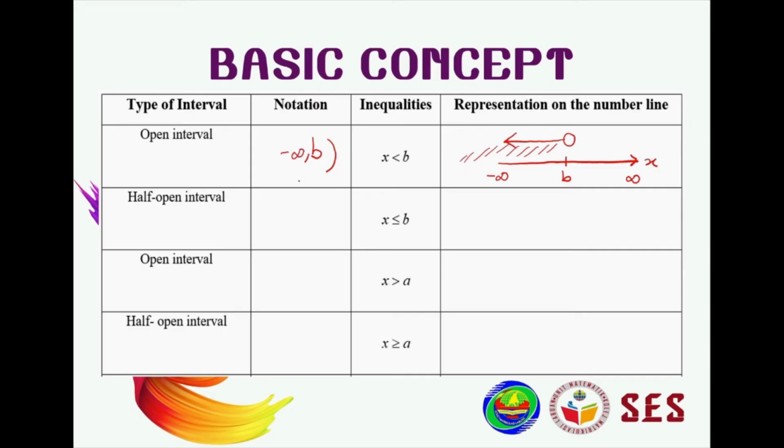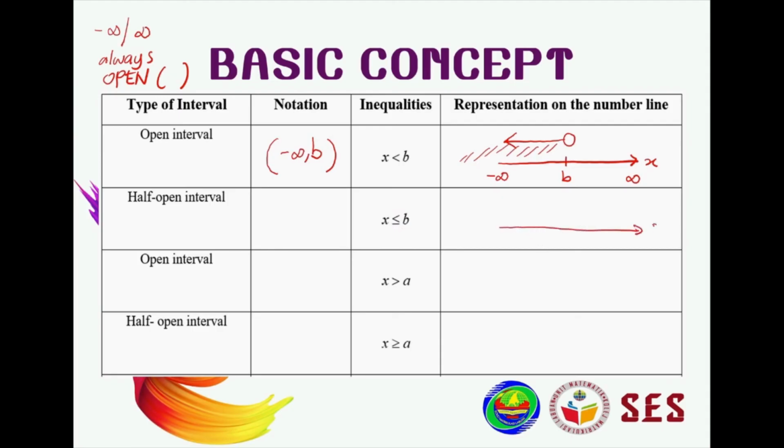So what about the bracket? Is it closed or open? Here is the thing that you should know. Infinity, either positive or negative, is always an open bracket. So please write it down. Negative infinity or positive infinity, always an open bracket. Okay, so now we move on to x less than or equal to b.